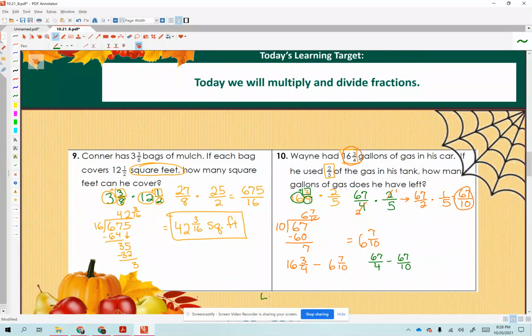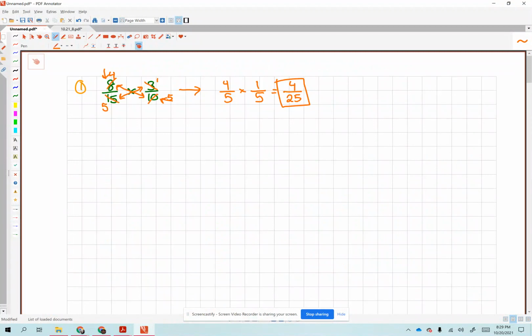So the LCM, the least common multiple of 4 and 10, well, if we look at multiples of 10, we have 10, 20, 30, and then we have 40. But if I look at 20, that's a multiple of 4 and 10. So I'm going to convert both these denominators to 20ths. And I think I'm going to use some extra space for this. So this is problem number 10.